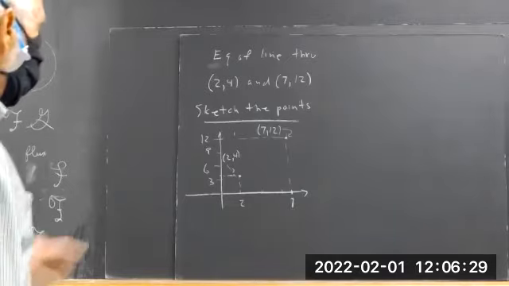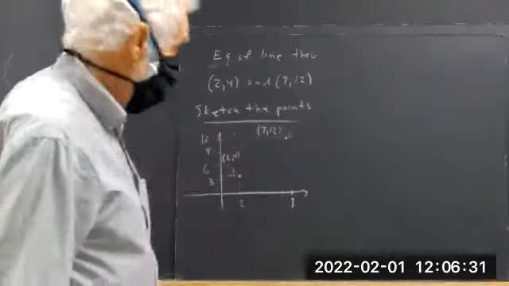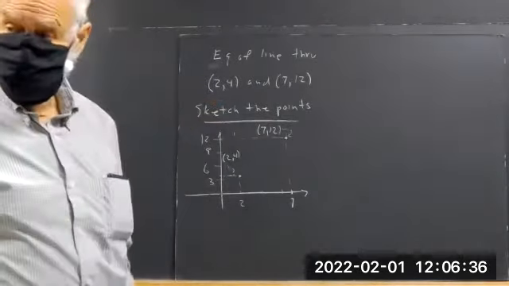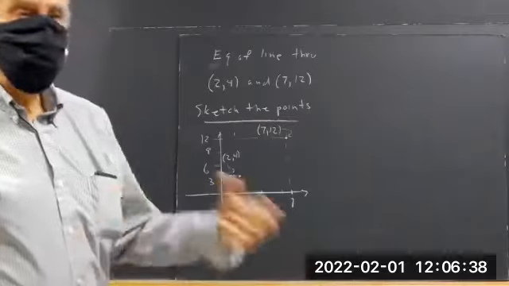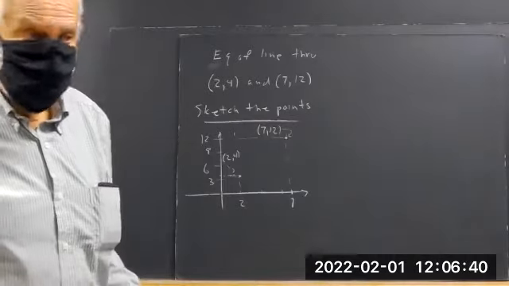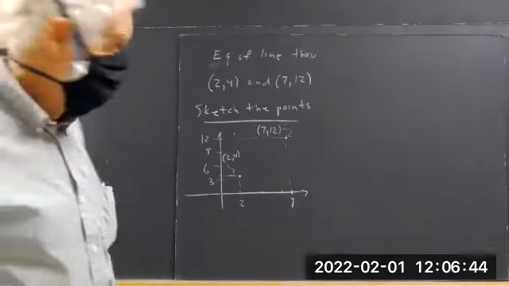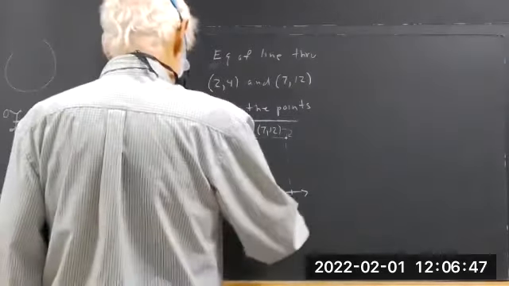Okay, we want to find the equation of a line through the points 2, 4, and 7, 12. First thing we do is sketch the points. If you don't have a picture, you don't have the picture. If you're just using formulas, it's not going to mean much to you if you don't relate it to the picture.